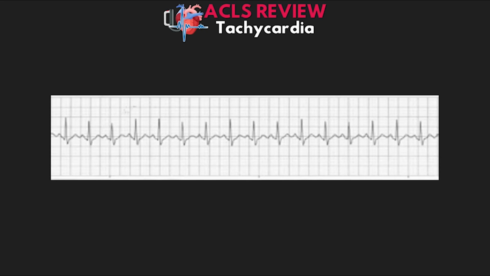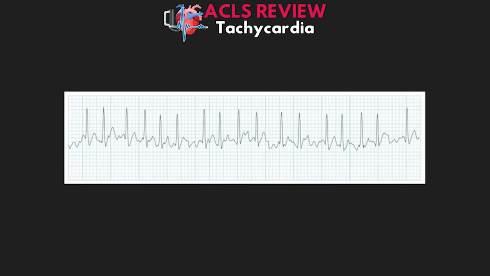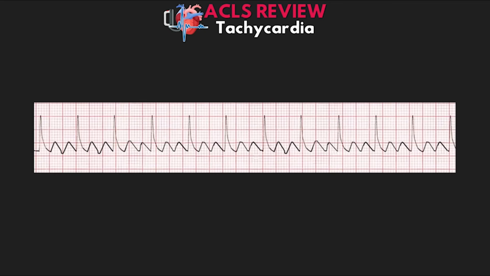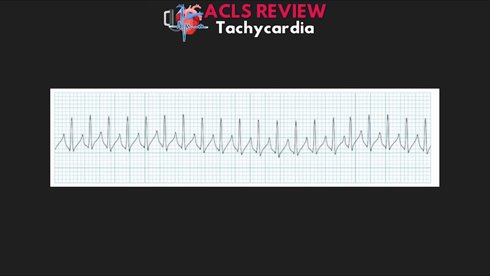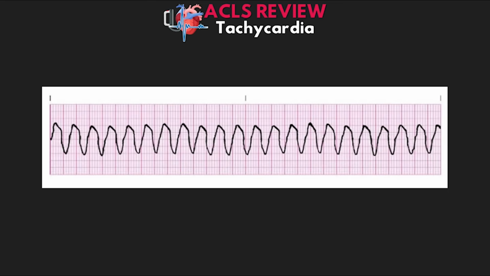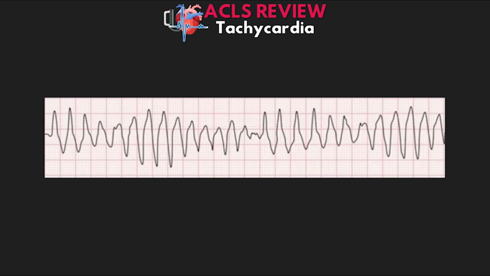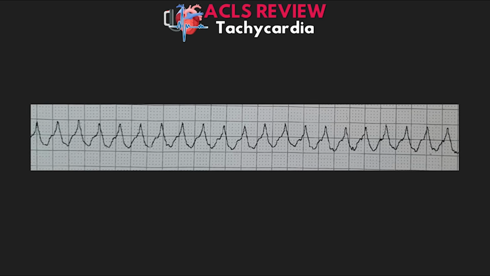Now, just like with the other algorithms, it's going to be important for you to be able to identify the potential rhythms associated with unstable tachycardia. And those rhythms are sinus tachycardia, atrial fibrillation or AFib, atrial flutter or A-flutter, reentry supraventricular tachycardia or SVT, monomorphic VTach, polymorphic VTach, and wide complex tachycardia.